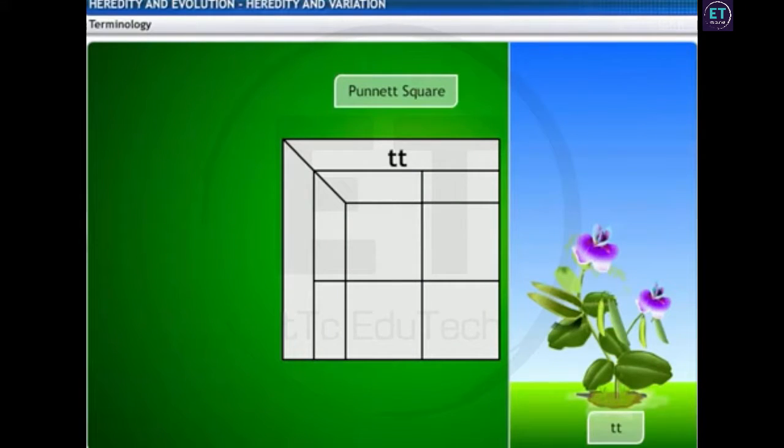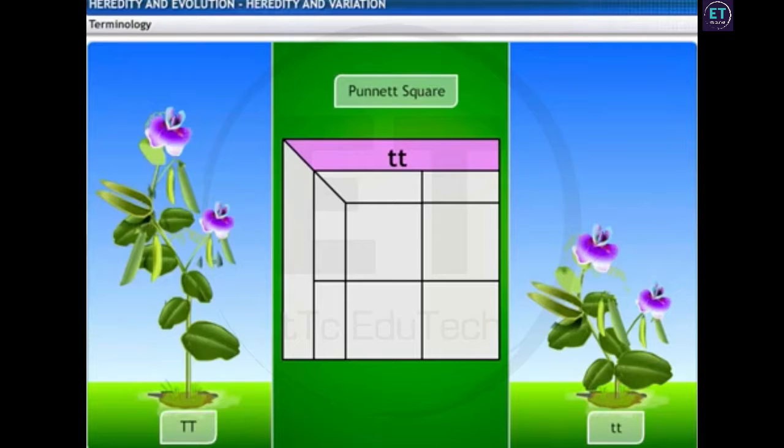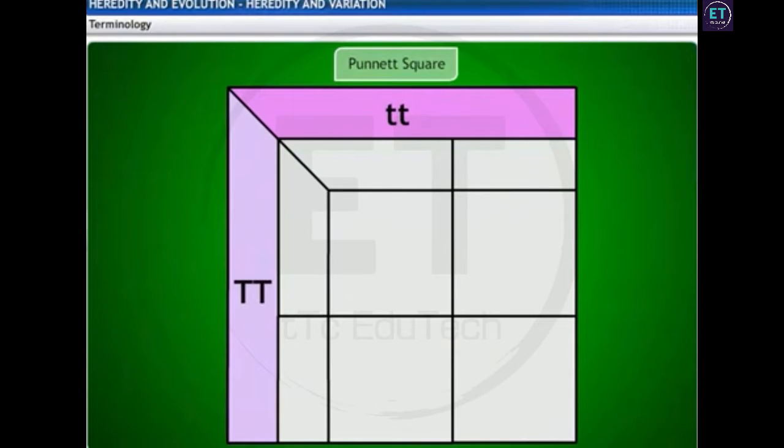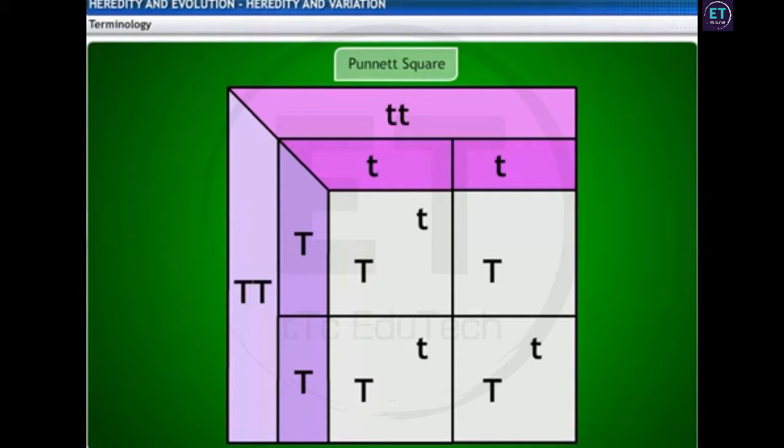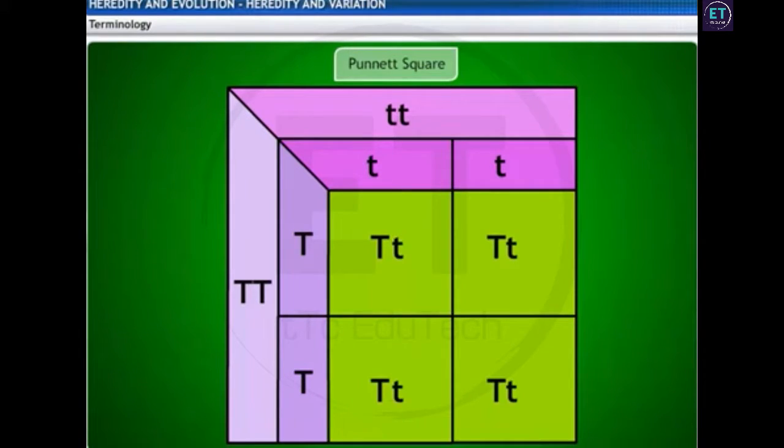Place the genetic combinations of the parents, like parent tt, along the right of a grid, and the other parent TT along the left of the grid, and the alleles of the gamete, T and t, below the parents. Combine the parent alleles and place the offspring's possible genetic combinations in the boxes below.